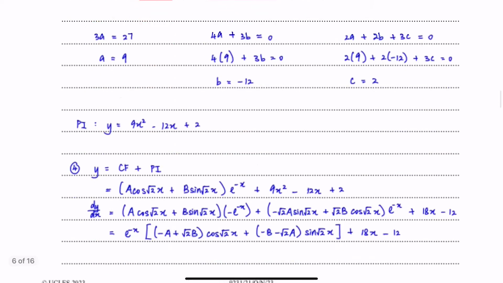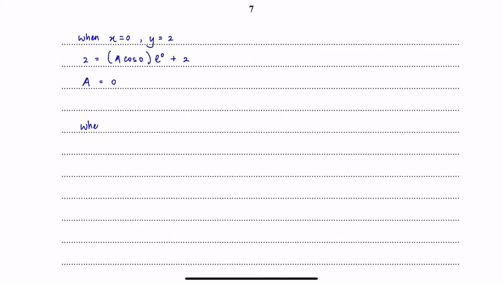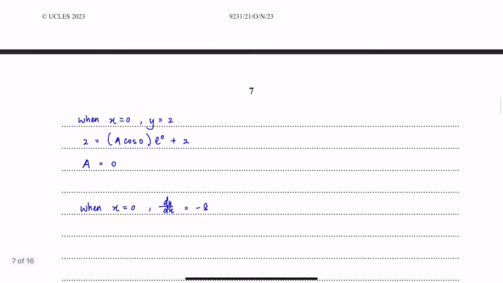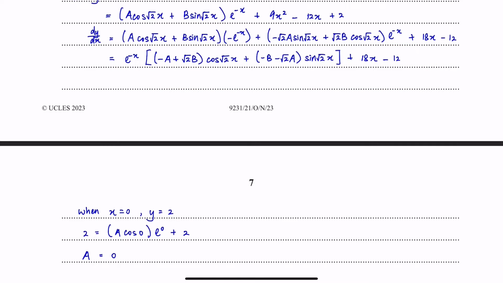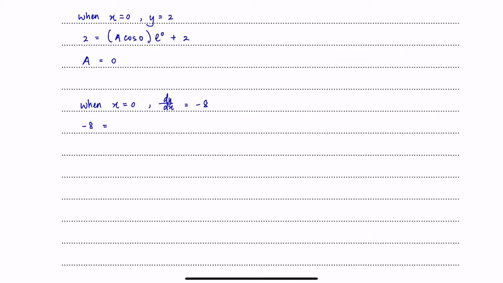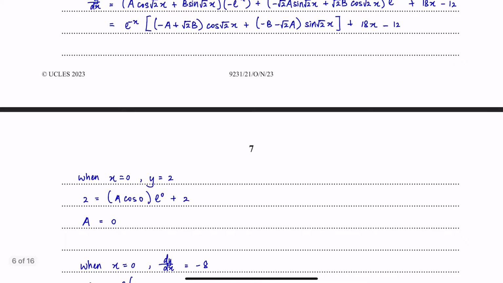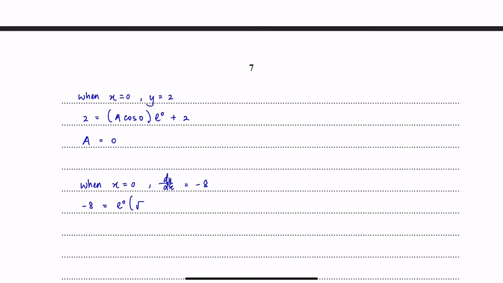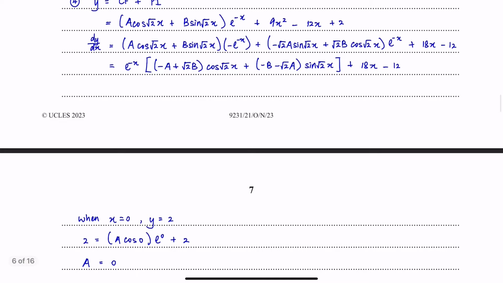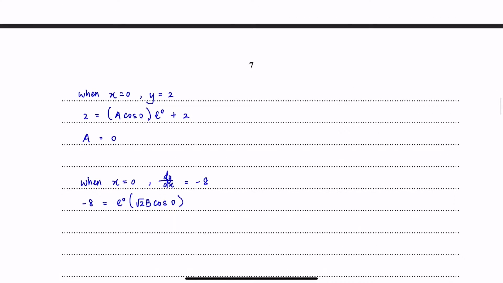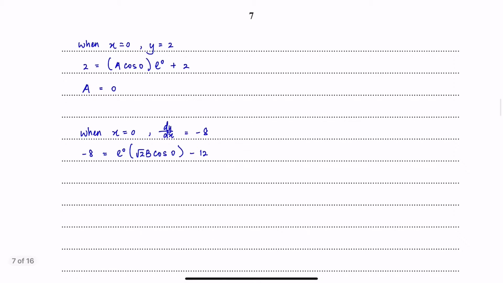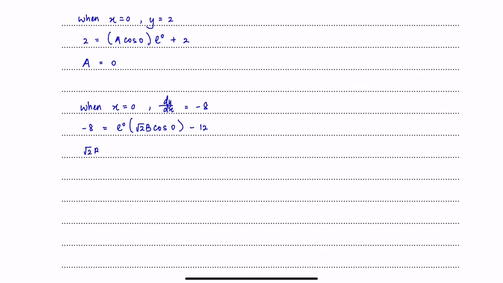And dy/dx equals negative 8 when x is 0. So we look at this equation, and we get negative 8 equals e to the 0 times, okay, a is 0, so we only have 2b cos 0, and sin 0 is 0, so we don't have to care about this whole thing, and 18x is also 0, so we are left with negative 12. So 2b will be 4, and b would be 2.